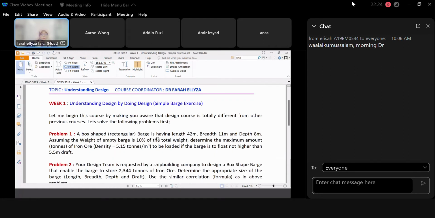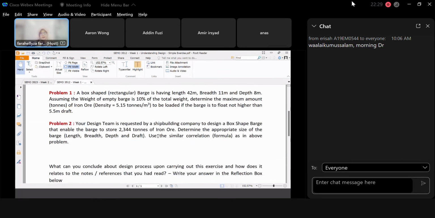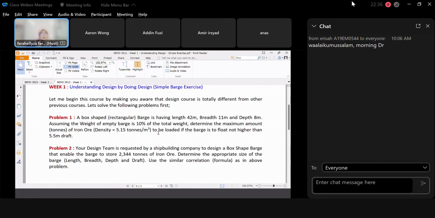Okay, so maybe we can go through at least one or two, but the rest, there are also other exercises that you can do. You can look at SEMO3512 in the link, so to understand more on the design. This is more of a simple exercise. So let me just go through problem one and problem two. I'm sorry that I'm not sharing the SEMO3512 problems.